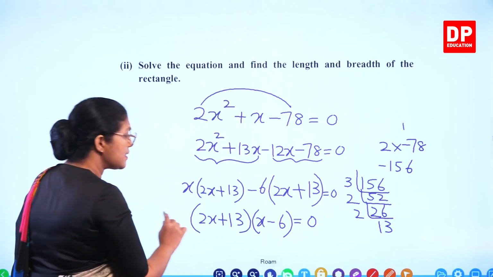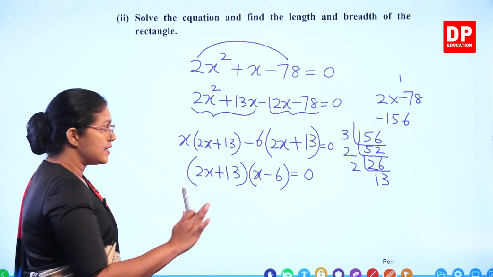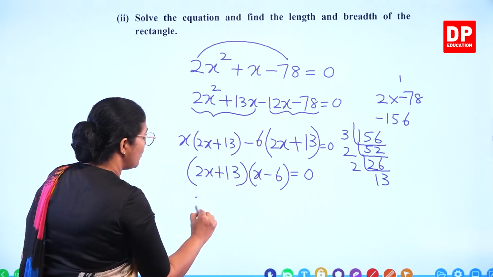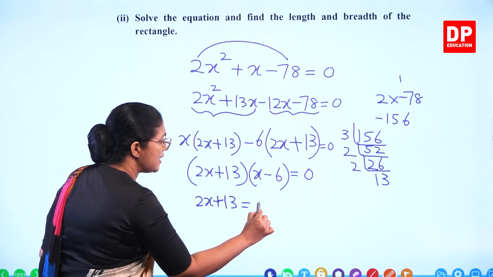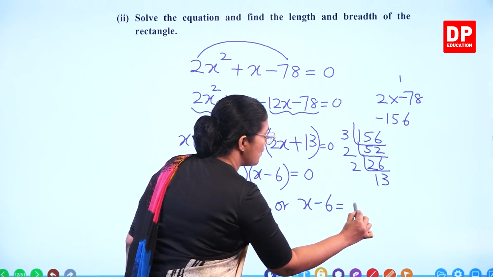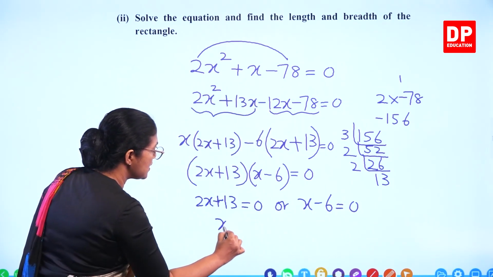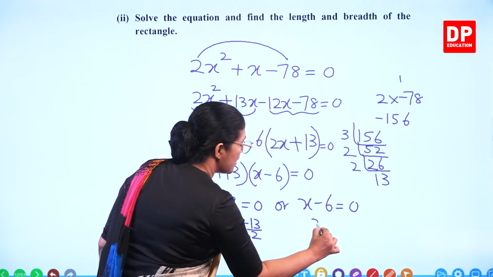So 2 factors are equal to 0. What can you say about this? You can take either this is 0, that means 2x plus 13 can be 0 or x minus 6 can be 0. So what are the solutions? x becomes minus 13 over 2 or x becomes 6.